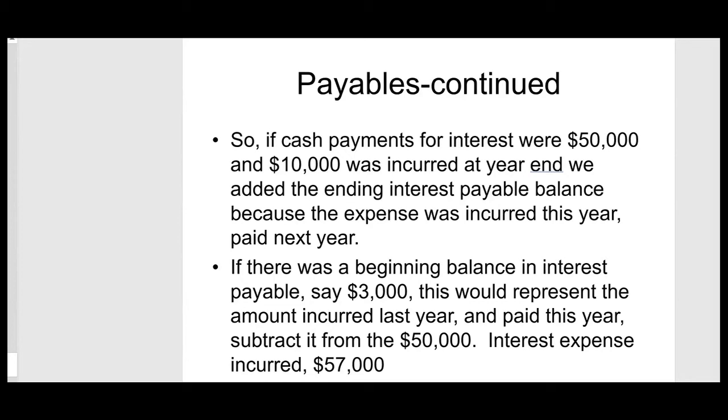Then that beginning interest payable balance of $3,000, what does that represent? That's last year's ending interest payable balance. That would represent the amount incurred last year, at the end of last year, and paid this year. So that $3,000 beginning balance of interest payable, that was paid this year, but it wasn't incurred this year. So that's why we're taking out the $3,000. So we'll add the ending 10, we'll subtract the beginning $3,000, and that's why the accrual basis interest expense is $57,000, even though the cash basis interest expense was $50,000.